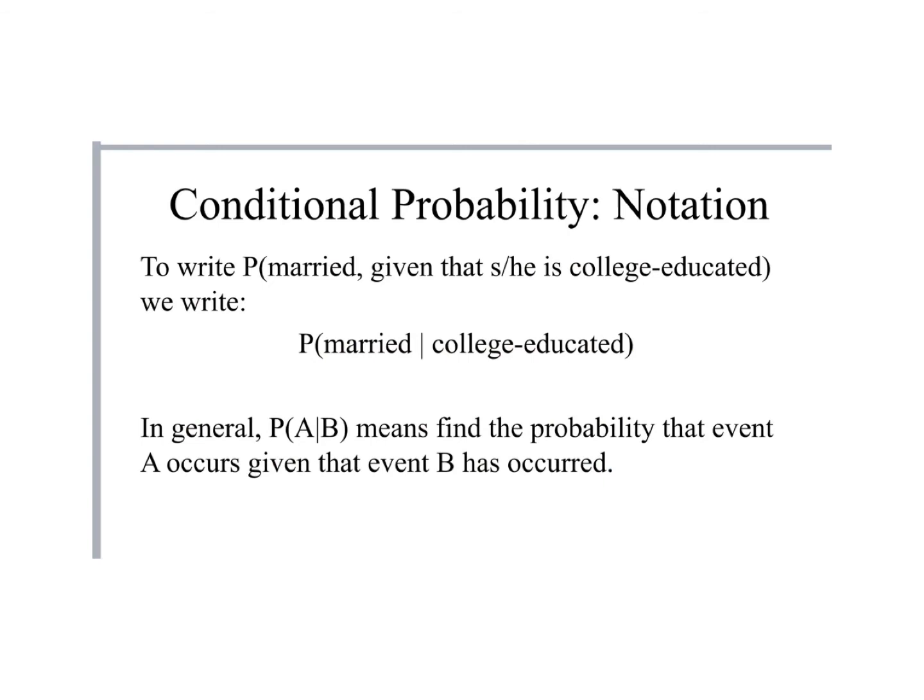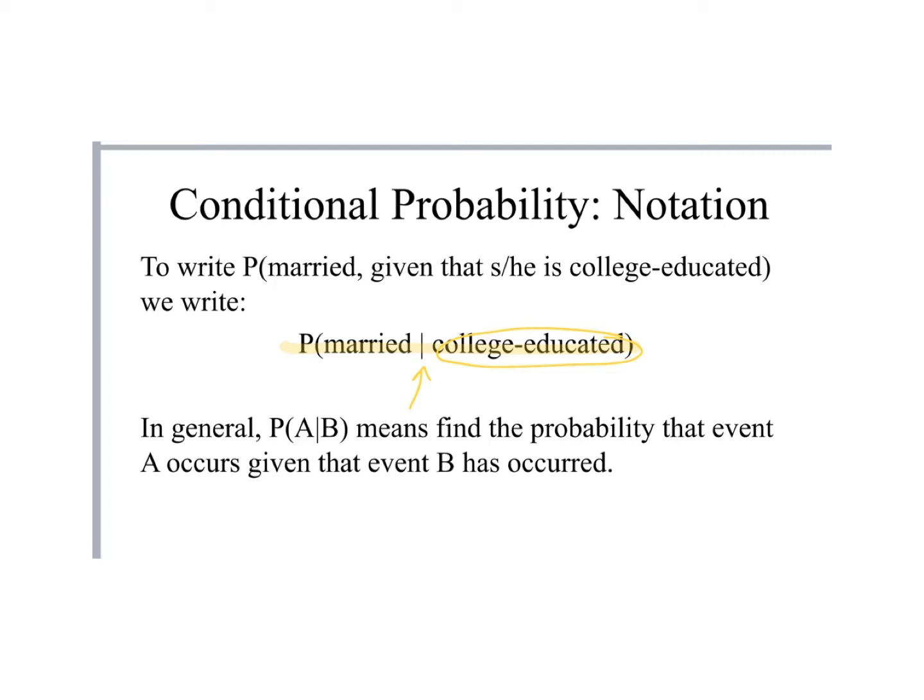The notation for writing conditional probabilities looks like this: probability married given college educated. It kind of looks like a fraction, but it's not. This little vertical bar right here is indicating given that. So this is the probability the person is married given they are college educated. This right part here is the group that you're taking it from. In general, probability of A given B means find the probability that event A occurs given that event B has occurred.